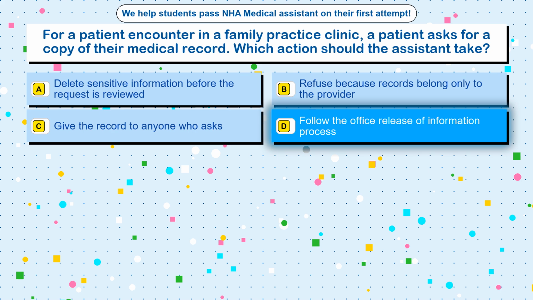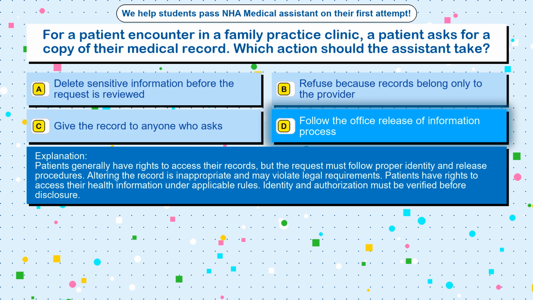The correct answer is option D. Follow the office release of information process. Patients generally have rights to access their records, but the request must follow proper identity and release procedures. Altering the record is inappropriate and may violate legal requirements. Patients have rights to access their health information under applicable rules. Identity and authorization must be verified before disclosure.